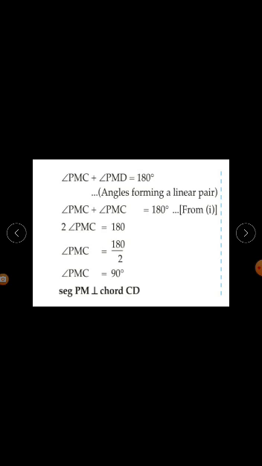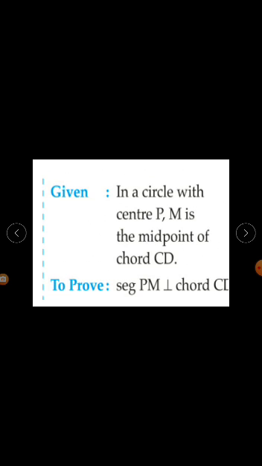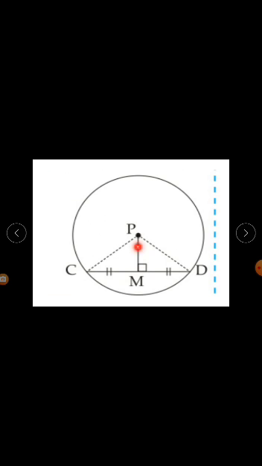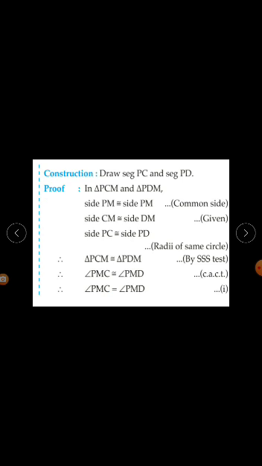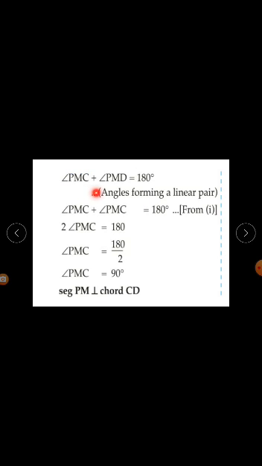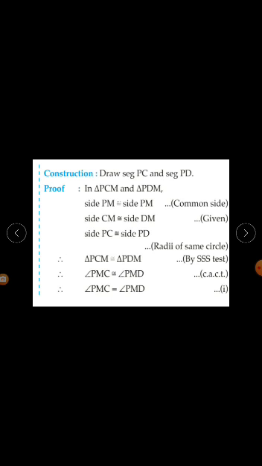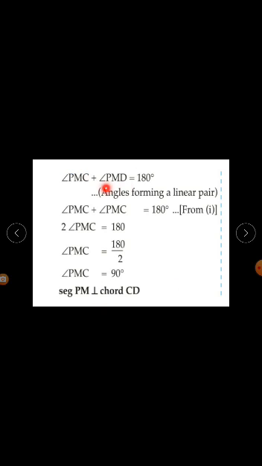But angle PMC plus angle PMD equals 180 degrees, angles forming a linear pair. So angle PMC plus angle PMC equals 180 degrees, because angle PMD is equal to angle PMC from equation 1. So for angle PMD we can write angle PMC. Reason is from 1.